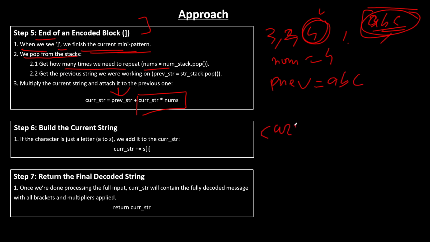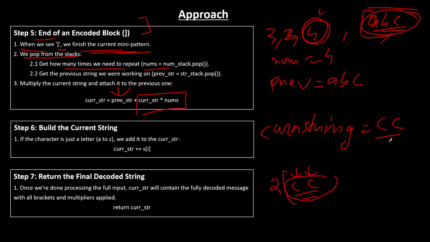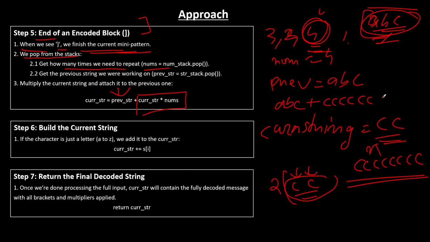Now the current string has the current value. In the string, you had CC, you encountered CC while traversing the string. So you have CC here. Now you will take this CC and multiply it 4 times. You get CC repeated, the mini expression. Now you will add this expression to the previous string, which is ABC. So our string becomes ABC plus the repeated C's. Then you store it back into the stack.